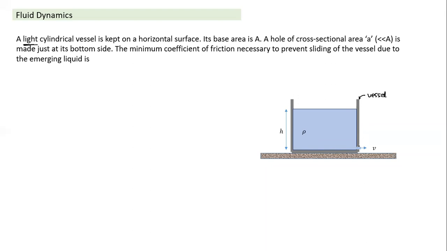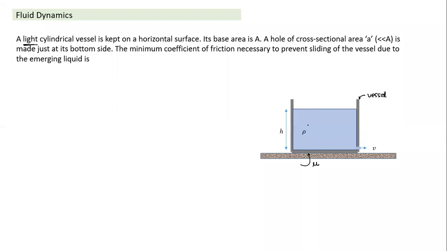So the area of cross section of the hole is much smaller than the area of cross section of the vessel here. And what should be the minimum coefficient of friction necessary to prevent the sliding of the vessel due to the emerging liquid? So it is kept on a surface here, and if it does not slide, we need a certain value of coefficient of friction, then only it will not slide. Otherwise, it would slide.